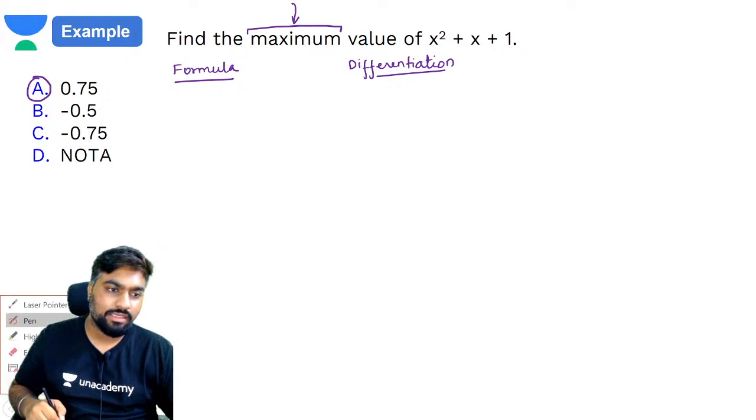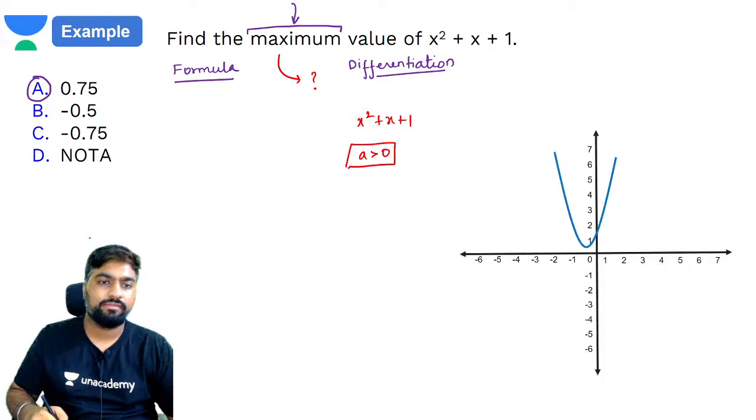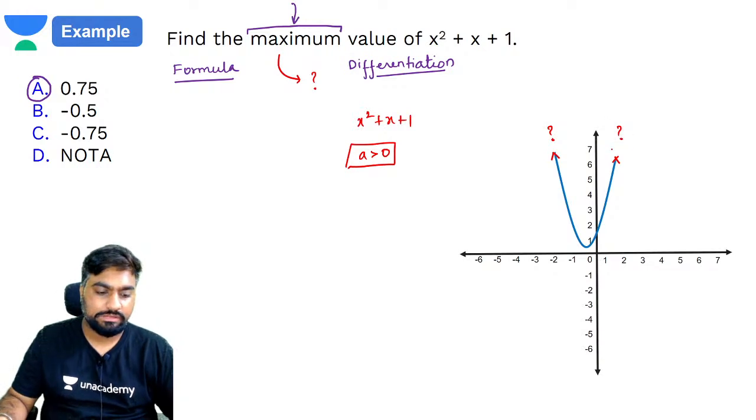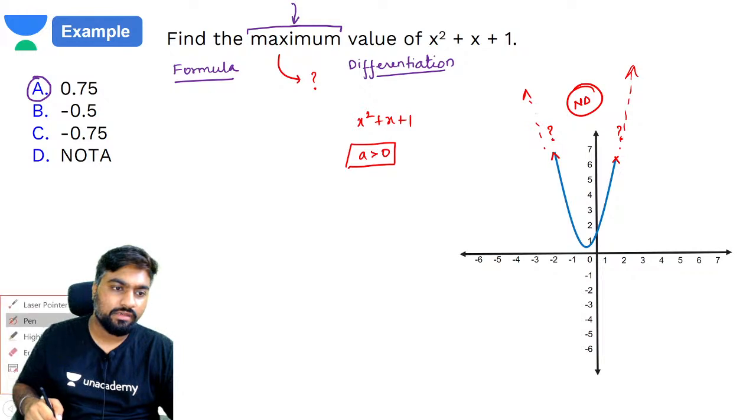Getting back to this, can this function ever have a maximum value? Will a maximum value exist? Here in x square plus x plus 1, the value of a is greater than 0. That means our graph will open up like this. If our graph opens like this, what will be its maximum value? No, not defined. Maximum value not defined. It keeps going, it doesn't stop anywhere. This will keep going till infinity. Yes, your answer is none of the above.